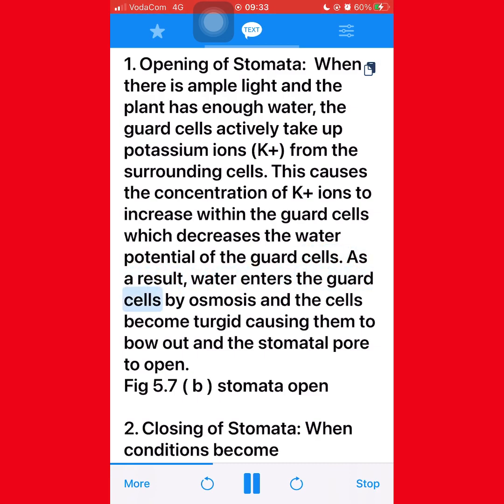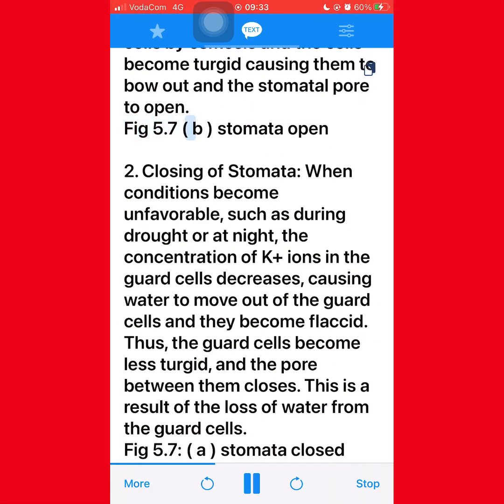As a result, water enters the guard cells by osmosis and the cells become turgid, causing them to bow out and the stomatal pore to open. Figure 5.7 B. Stomata open. 2. Closing of stomata.